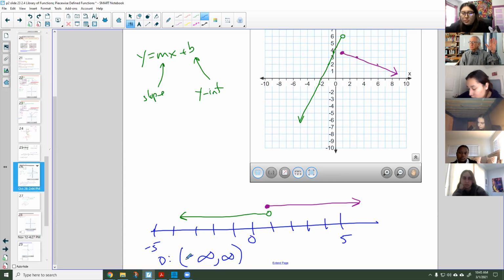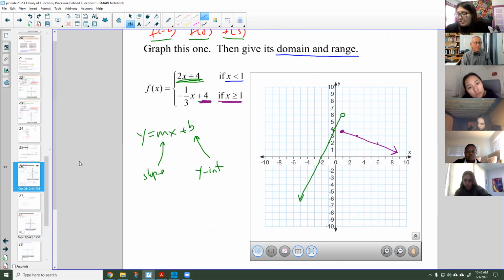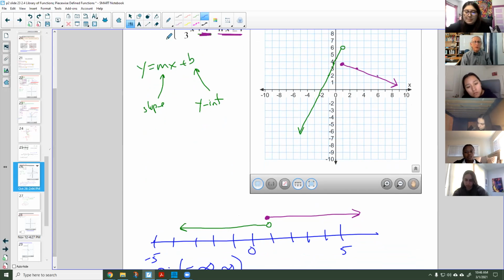Is that clear? Maria? Could you repeat that one more time? Yeah. So the first strip of the domain says x is less than 1. That's my green part, okay? So x is less than 1. You're good with that, right?